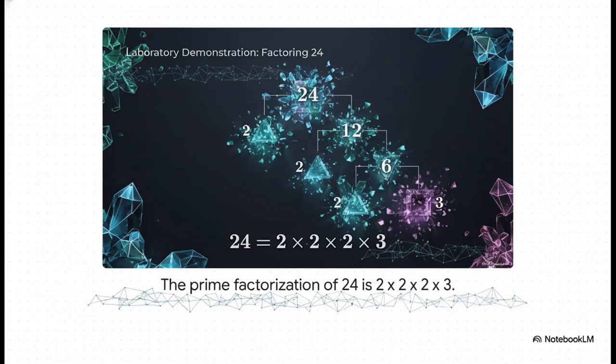All right, let's go. We always start with the smallest prime number, which is 2. So 24 divided by 2, that's 12. Can we use 2 again? Yep. 12 divided by 2 is 6. And again, 6 divided by 2 gives us 3. And 3? Well, 3 is a prime number itself, so we stop there. Boom! The prime factorization of 24 is 2 times 2 times 2 times 3.